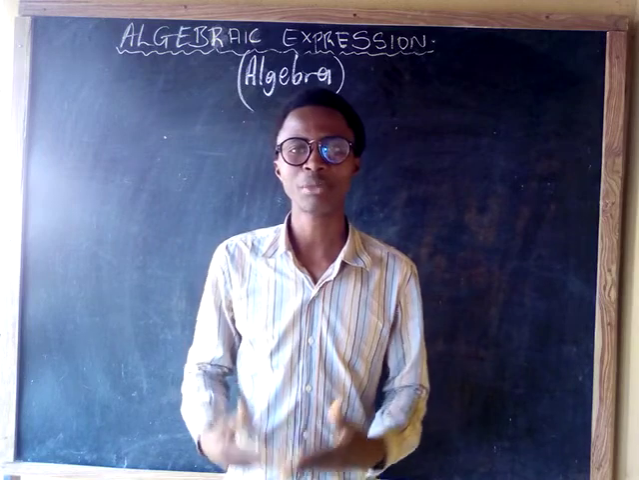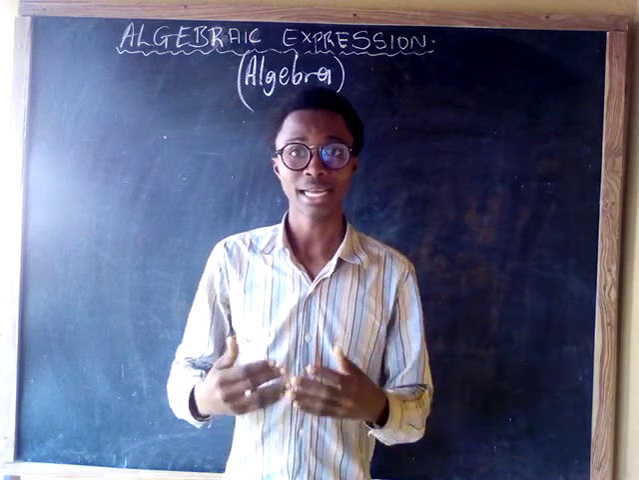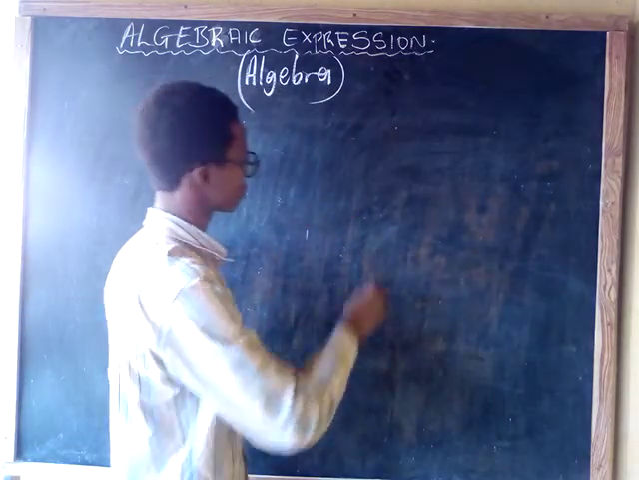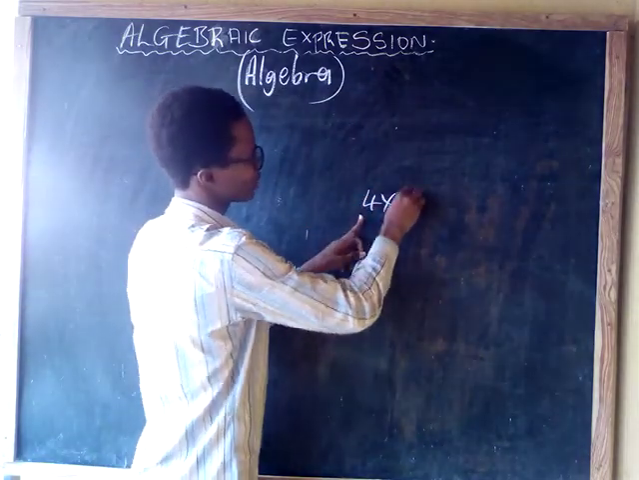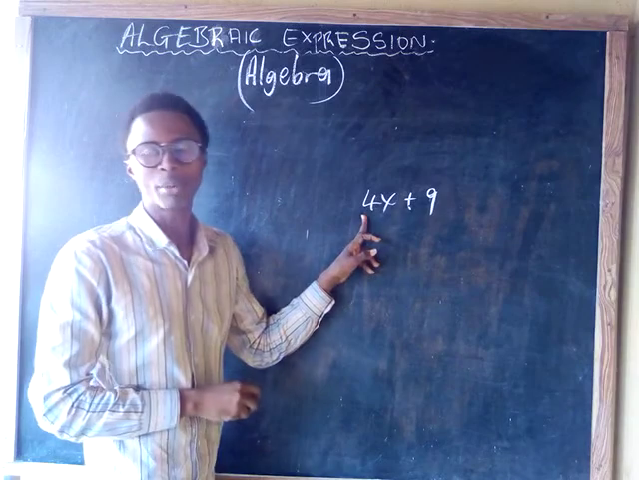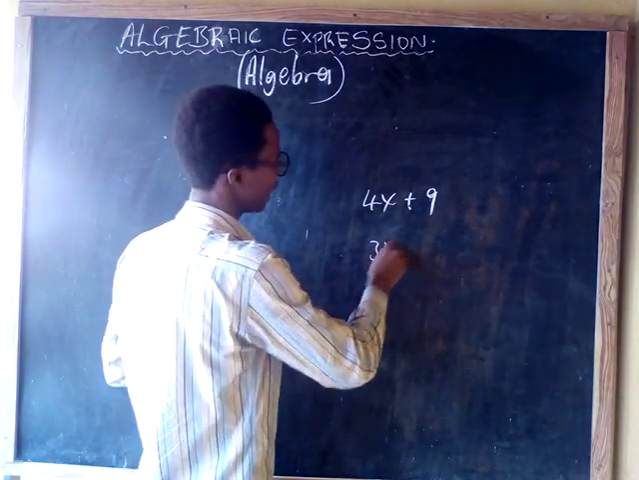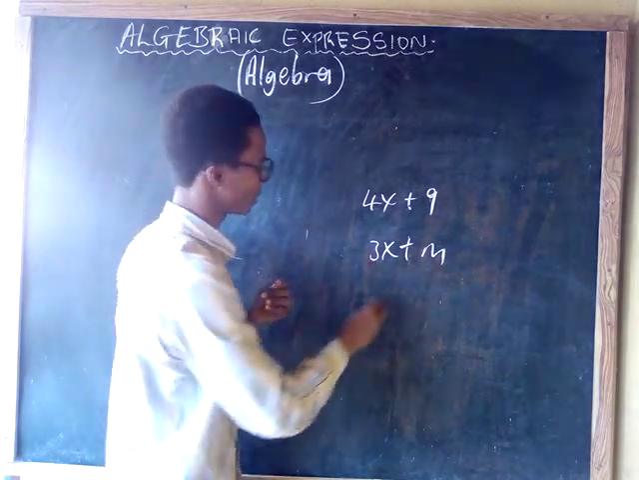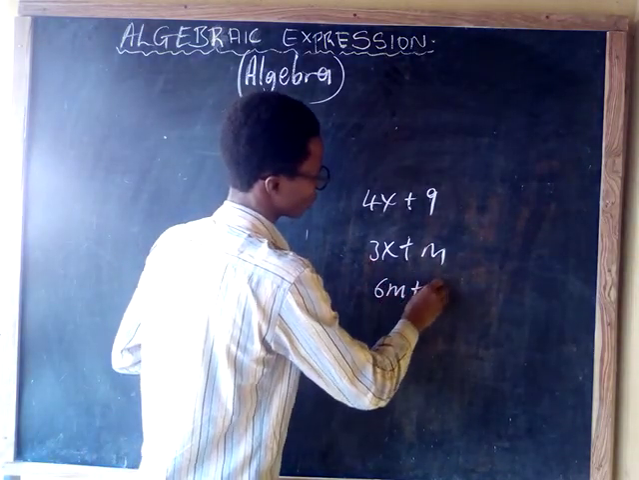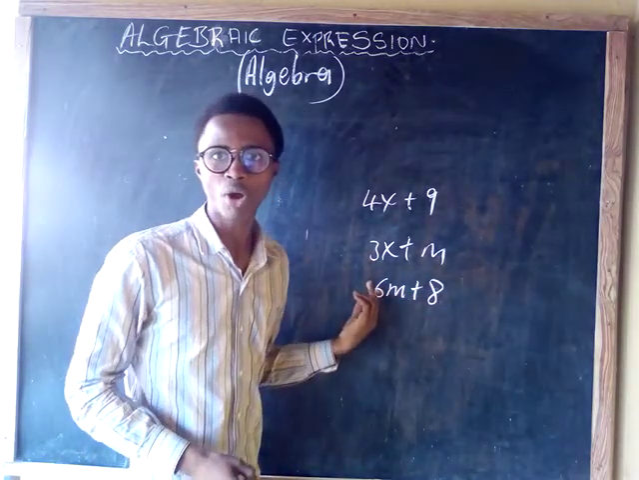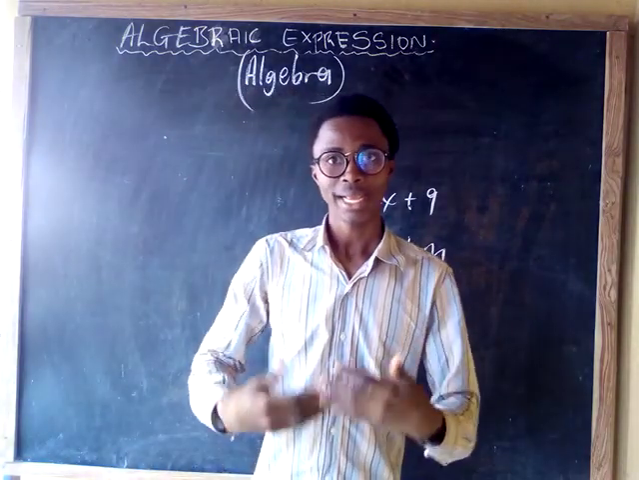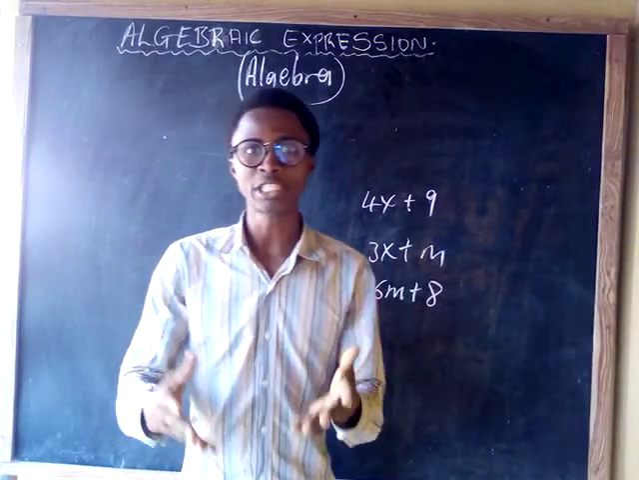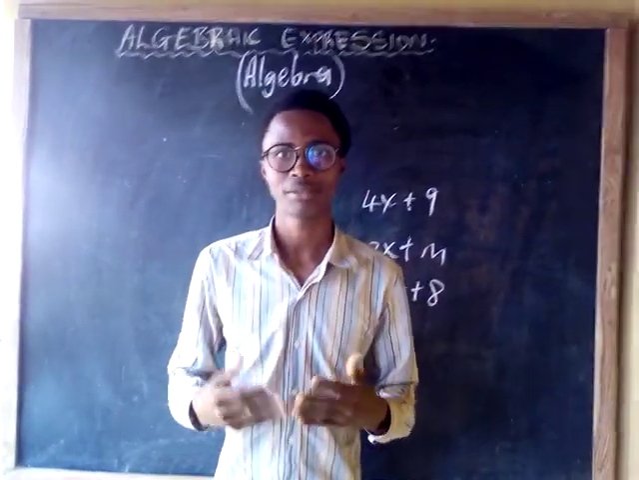Now, first of all, what is algebra? Algebra is a mathematical analysis that involves numbers and letters. For example, 4x plus 9 is an example of algebra. 3x plus n is an example of algebra. 6m plus 8 is an example of algebra, etc. From there, let's move to the principles of algebra.